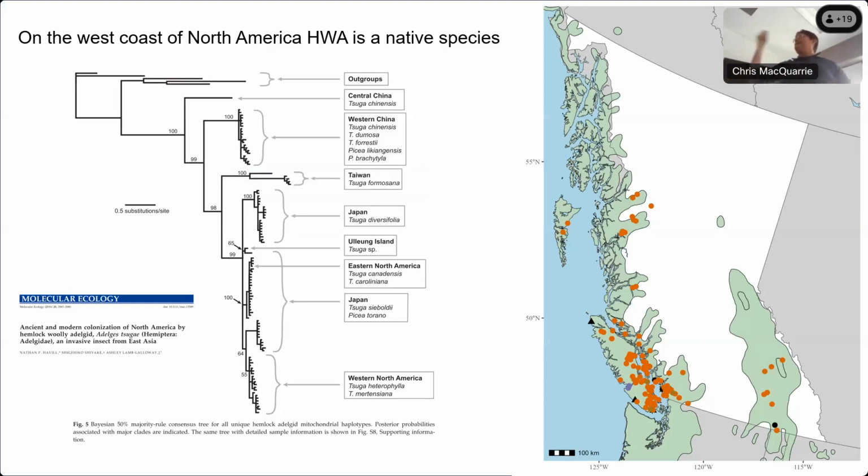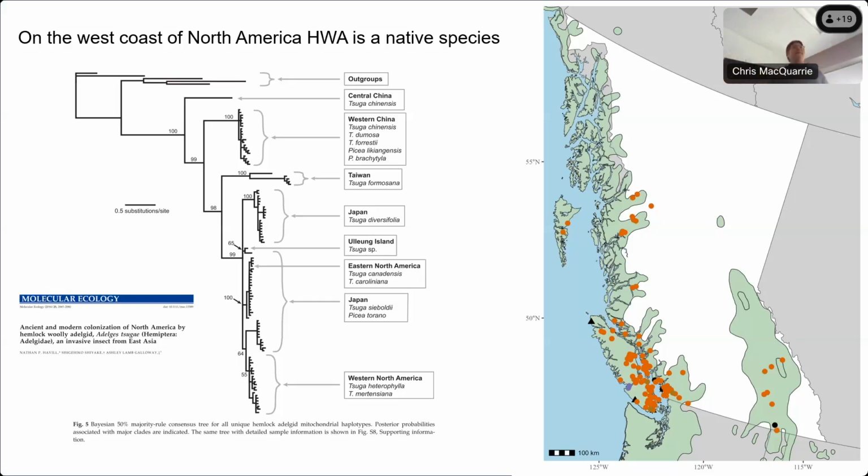So what I'm showing here is a molecular phylogeny by Nathan Havel, where they collected hemlock woolly adelgid from all over Asia and then looked at the evolutionary relationships. What it tells us is that our populations in eastern North America are most closely related to those from Japan, right? Which corresponds to what we think the invasion history was. Those populations from Western North America are distinct. So the insects we have in eastern North America are not from Western North America, and they're distinct from the populations in Asia. So these are different populations.